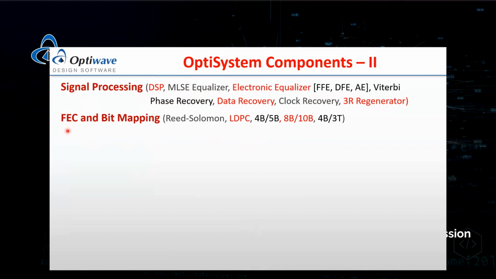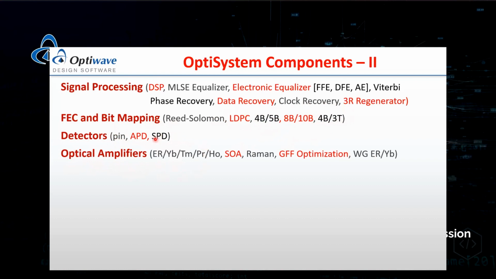In terms of forward error correction, we offer Reed-Solomon and low density parity check, and there are different types of bit mapping which you can use for reshaping or for coding: 4 bits to 5 bits, 8 bits to 10 bits, and 4-bit to 3T algorithm. In terms of detectors, we have APD detectors, and we added in version 21, which we're going to talk about today, the single photon detector devices.